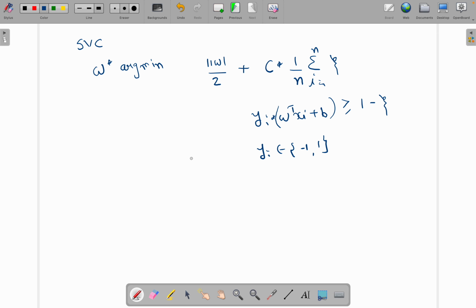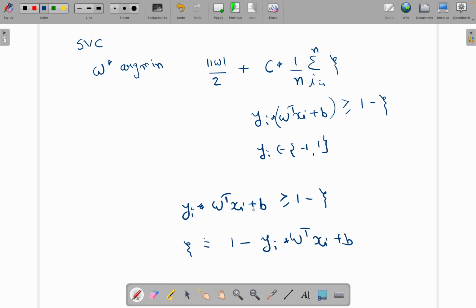I'm just modifying this equation slightly. First, yi into (W transpose xi plus b) is greater or equal to 1 minus eta. So here we have eta, and we can rewrite this equation: eta is greater or equal to 1 minus yi into (W transpose xi plus b). This would be our loss, which is basically called the hinge loss.